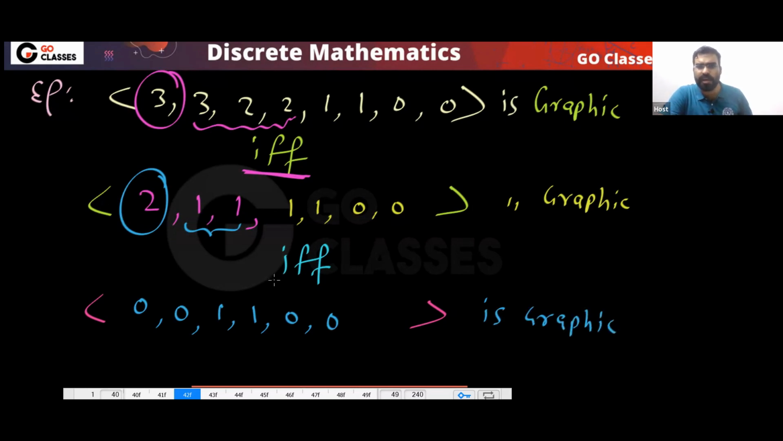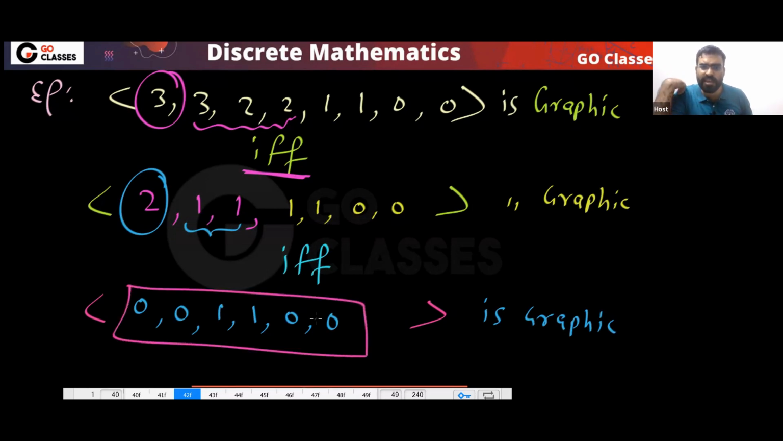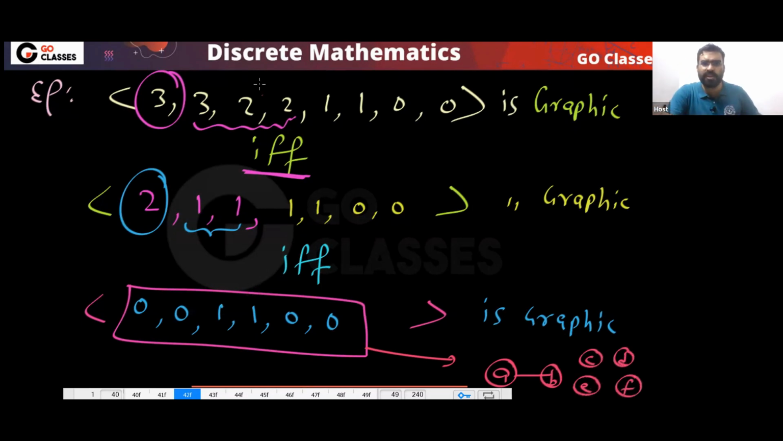You can stop here and tell me one thing. Is this sequence graphic? From this sequence, can you create a simple graph? Yes, of course you can create a simple graph with vertices A, B, C, D, E, F. Very simple. Is this clear?